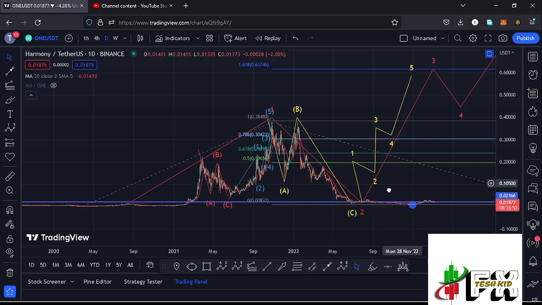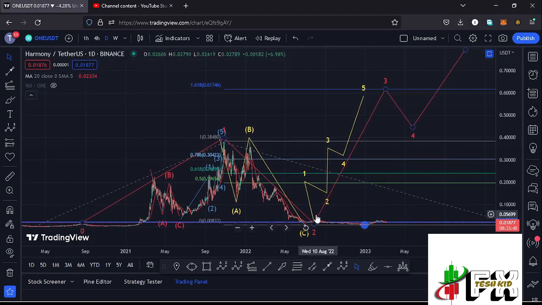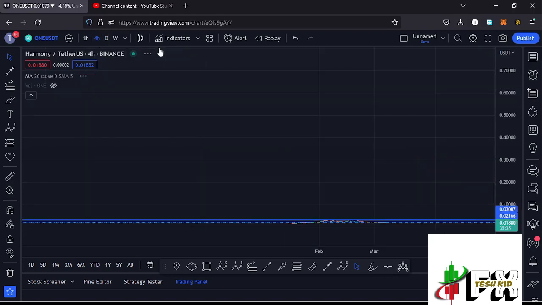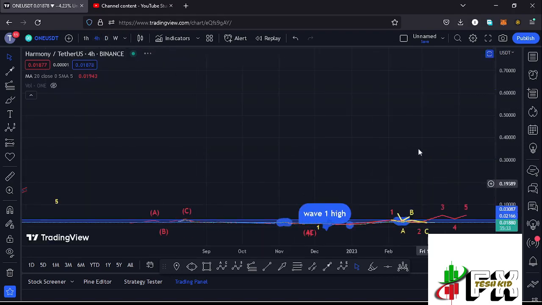And what I'm expecting on the long-term scenarios is the start of an explosive move to the upside in the formation of these higher Elliot wave count 3, where I have minimum target areas at the fib level 1.618, and that is at around the $0.61746 mark. And that is the minimum that I'm expecting Harmony 1 to do on the long-term scenarios.